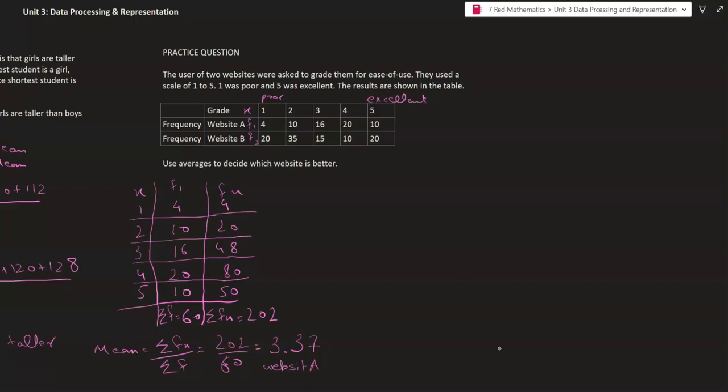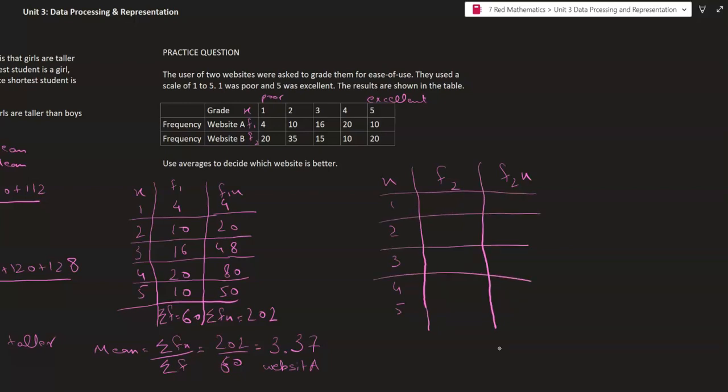Now let's move our screen a little to the right, and we have to do the same thing with website B. So we have X and we have F2 from here. We have X: 1, 2, 3, 4, and 5. Draw these lines, make a table out of it. F2 is basically 20, 35, 15, 10, and 20.